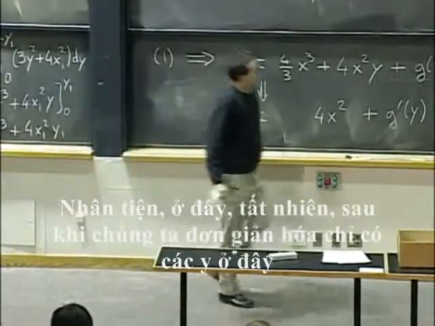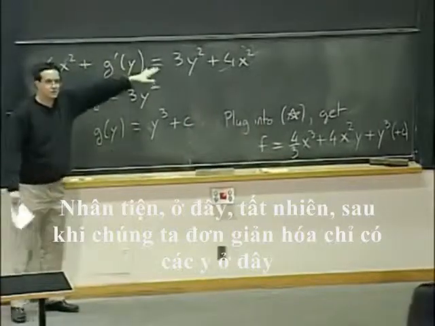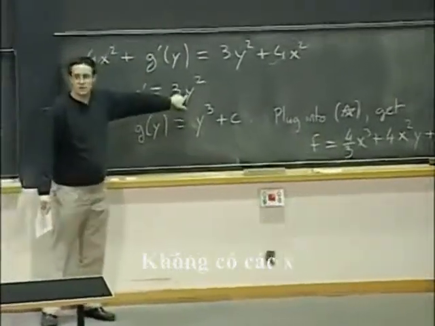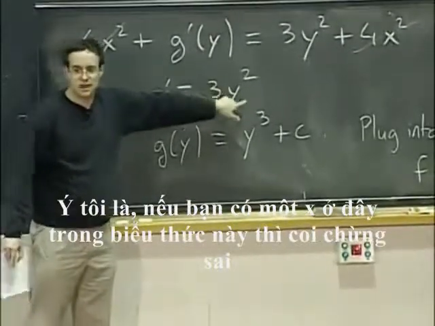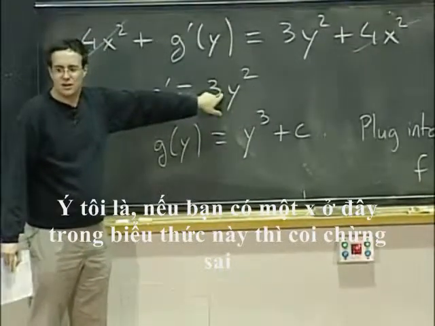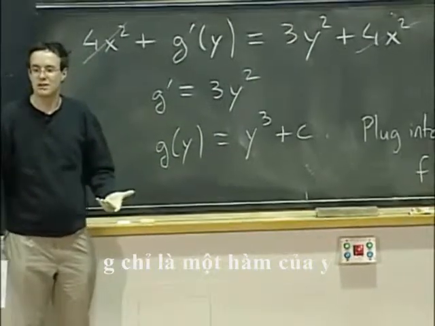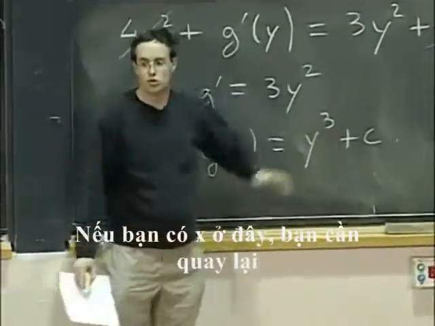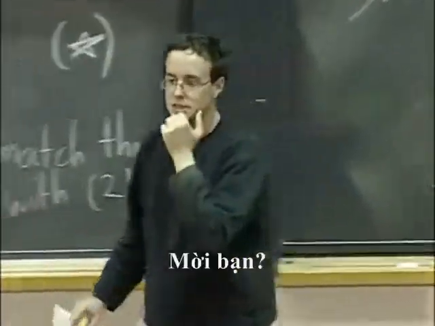By the way, here, of course, after we simplified, there were only y's here. There were no x's. And that's kind of good news. If you had an x in this expression, that would have told you that something is going wrong. G is a function of y only. So if you get an x here, maybe you want to go back and check whether it is really a gradient field.